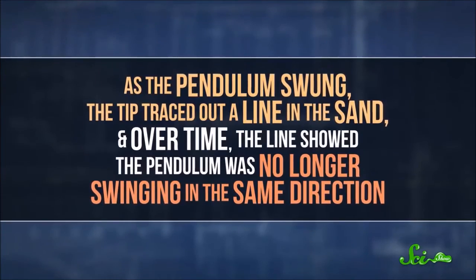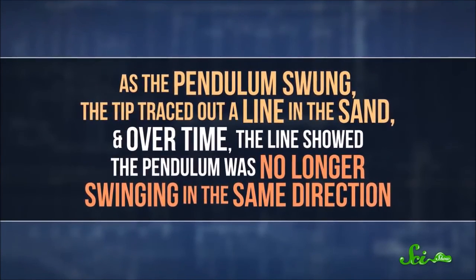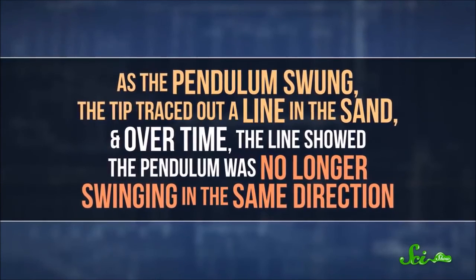Still, watching a swinging pendulum isn't something you want to do for hours, so to help them out, Foucault placed the pendulum over a bed of sand. As the pendulum swung, the tip traced out a line in the sand, and over time, the line showed the pendulum was no longer swinging in the same direction. You can find Foucault's pendulums in science museums all over the world, and even though they might seem like just a cool party trick now that we can see Earth rotating from space, they were really important for helping us understand how our planet works.